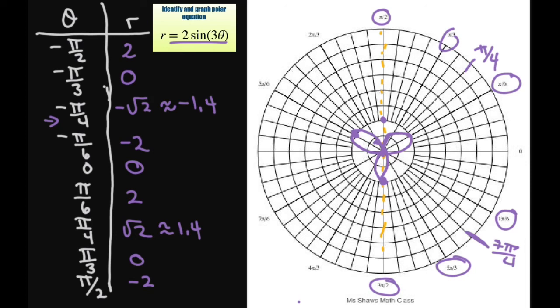So if I graph this faster, we started here and we're going, this is how it's going. And that would be your rose with 3 petals.